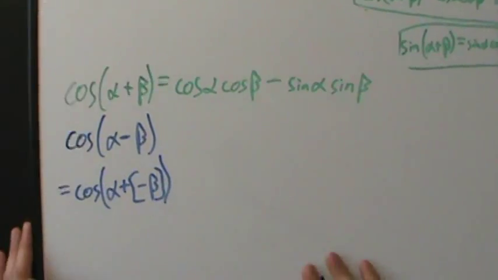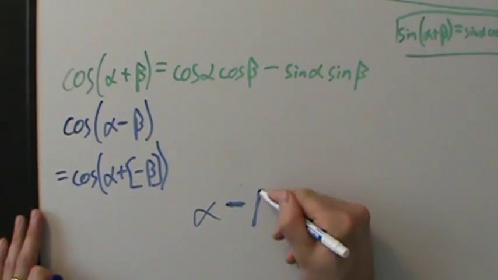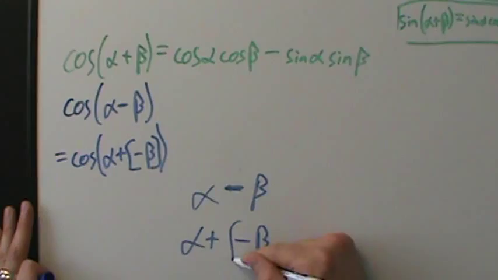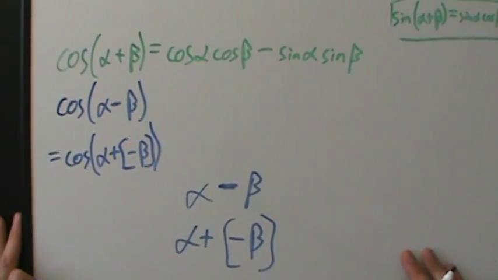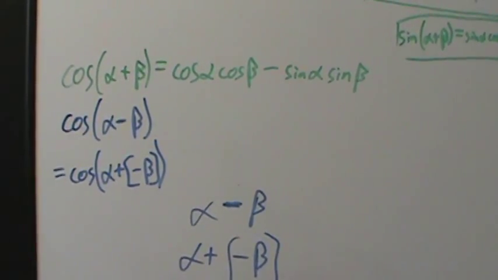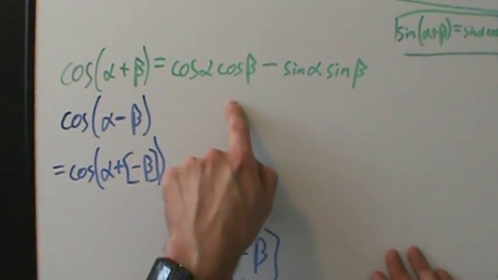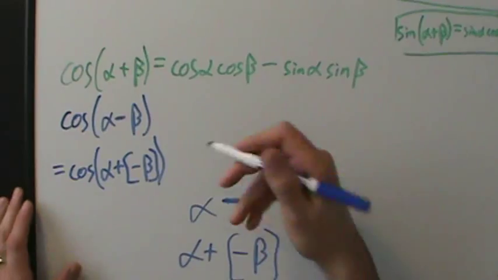Okay? So if you say alpha minus beta, that's the same thing as just saying alpha plus negative beta. We already know what the formula for the sum of two angles is. If we have alpha plus beta, the formula is this thing right here. So what if we have alpha plus negative beta?